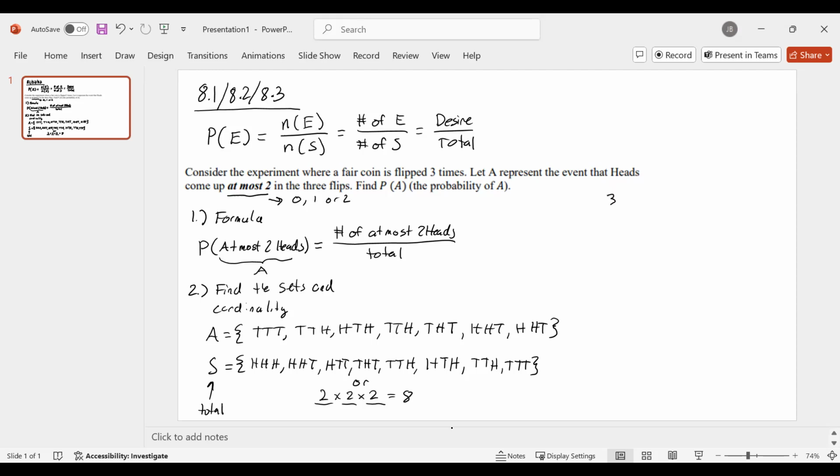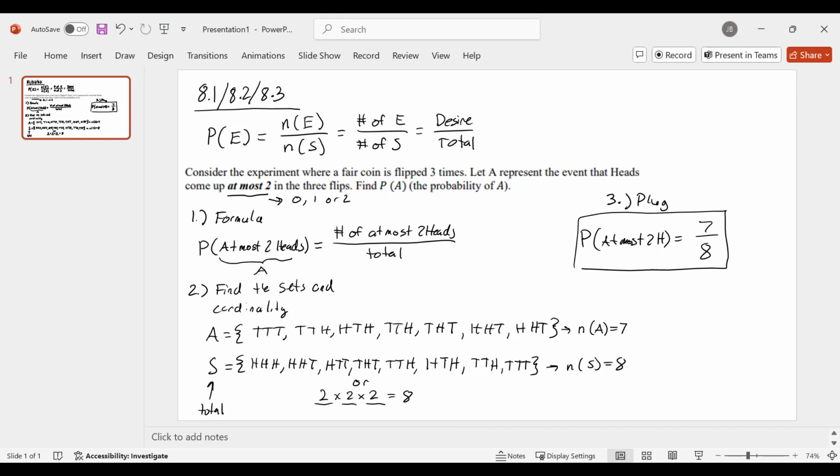Okay. And then step 3 is to plug in. So the probability of at most 2 is equal to, actually, let me write this down. The cardinality of A is equal to 7. The cardinality of S is equal to 8. So 7 over 8. And that's my answer, 7/8.